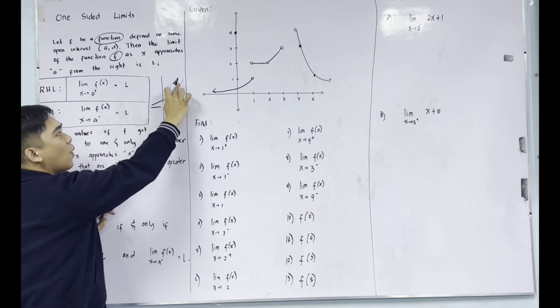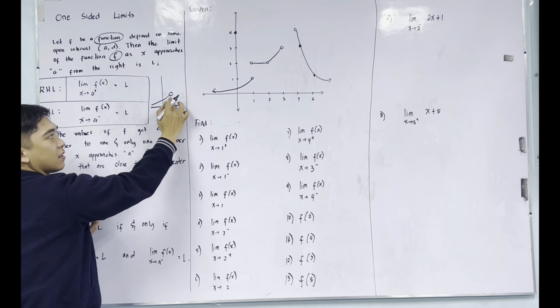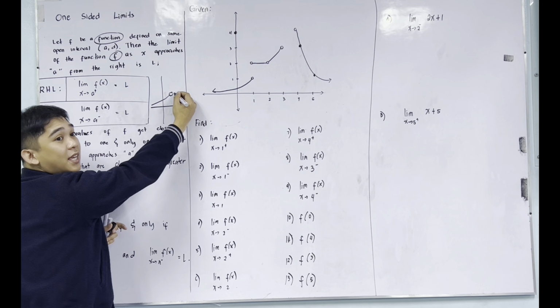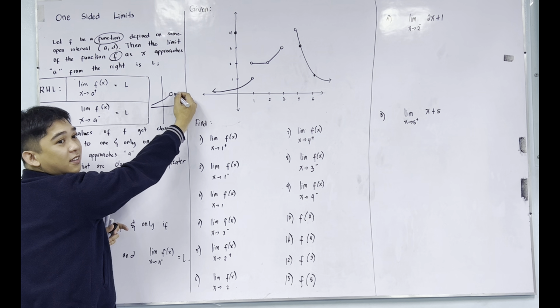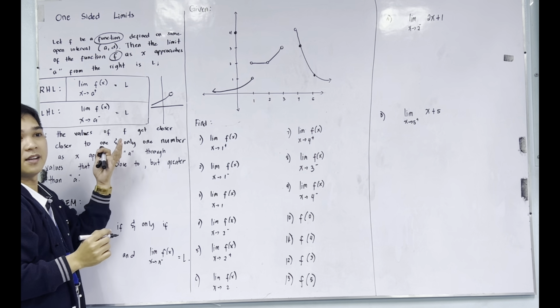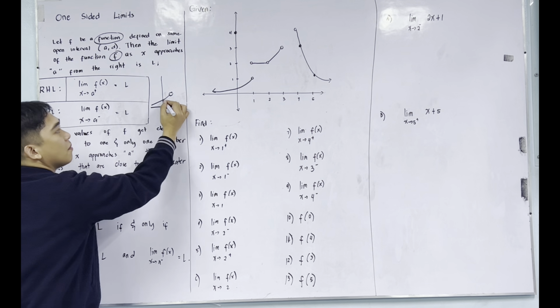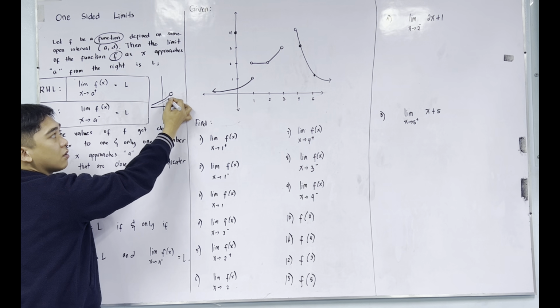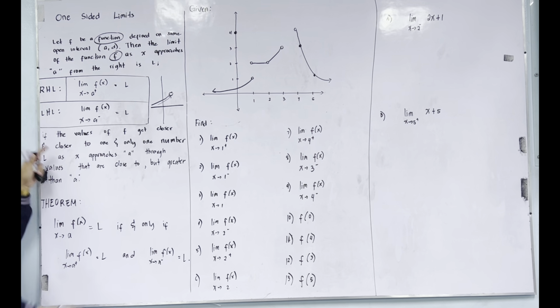What if there is nothing? This is the point we are referring to, but we have no graph here. What will our answer be? No, the given is from the right, so it does not exist, because there is nothing. Now, from the left, this is now our basis. From the left, going to the right.